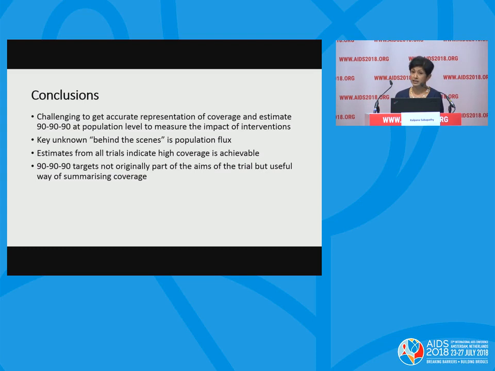And it's worth noting that the 90-90-90 targets were not originally part of the aims of the trials. They were announced after the trials were planned, but they've been a very useful way of summarizing coverage.